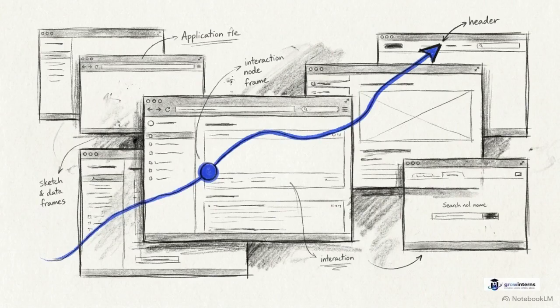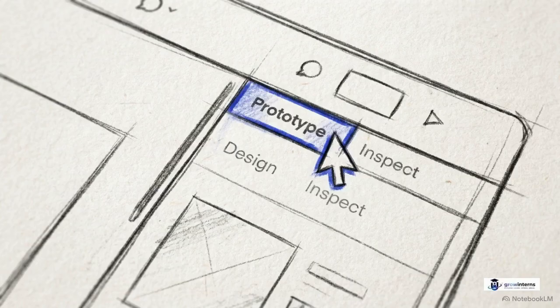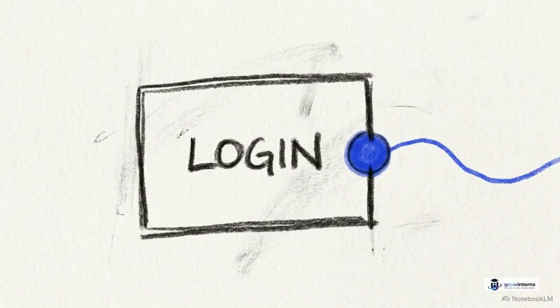We start with Step 1, wiring our navigation. Open your Figma file and switch to the Prototype tab in the right-hand panel. We need a starting node for our flow. On this login screen, locate and select the primary Login button. You will see a small blue node appear on the side of the button. Click and drag that node directly to your target destination screen.